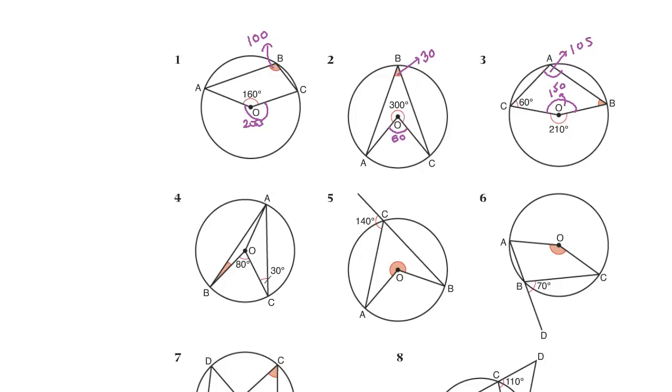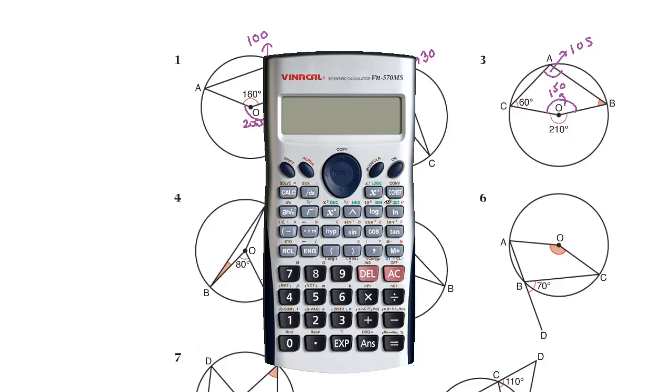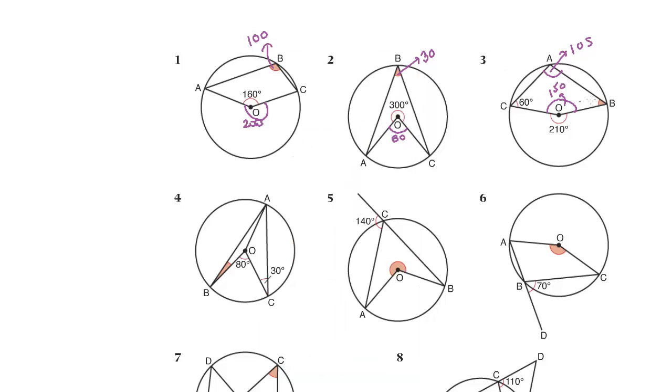So let me bring out the calculator. So that would turn out to be 360 minus 60, that is 300, minus 150, minus 105, and that turns out to be 45 degrees. So this is 45 degree. That was question number 3.